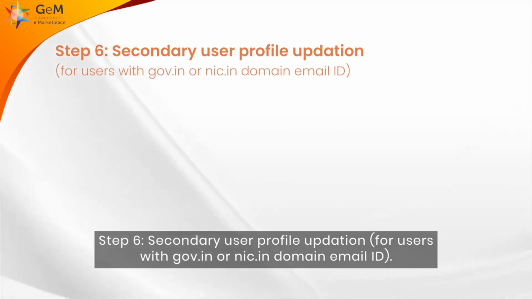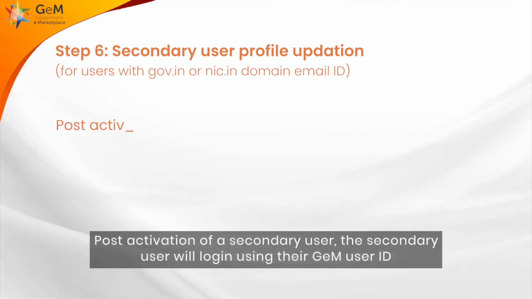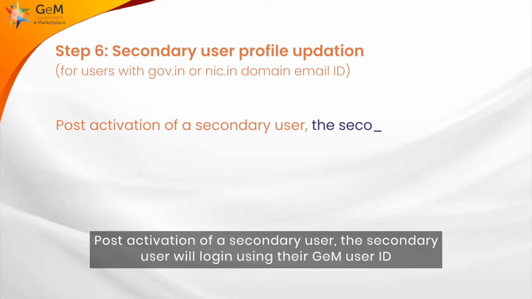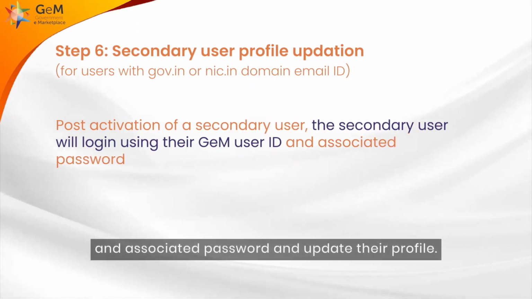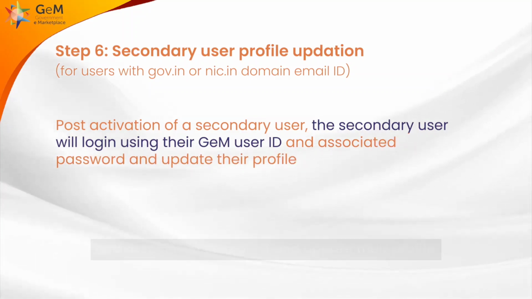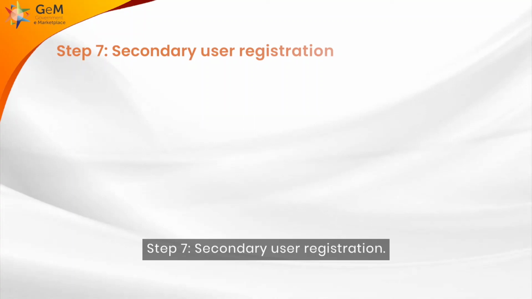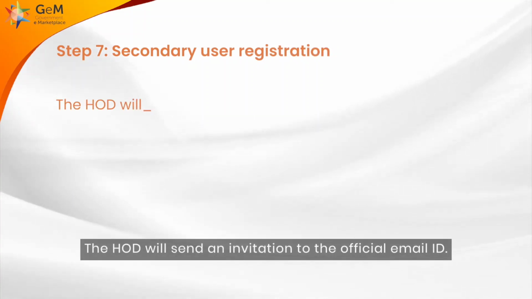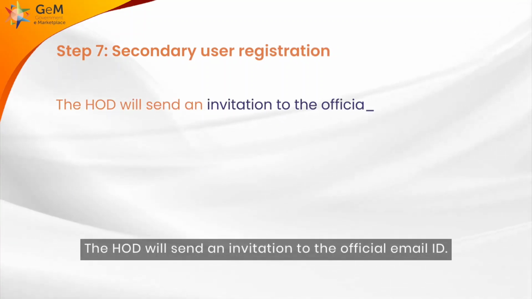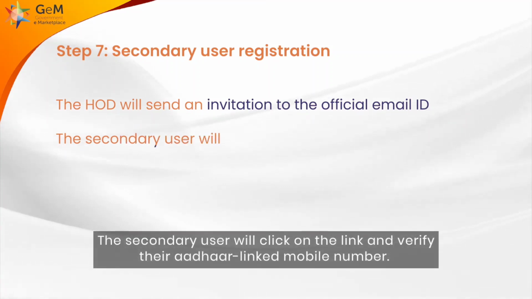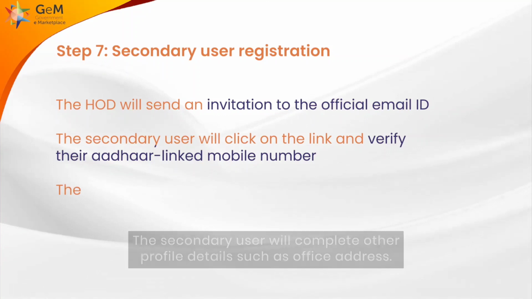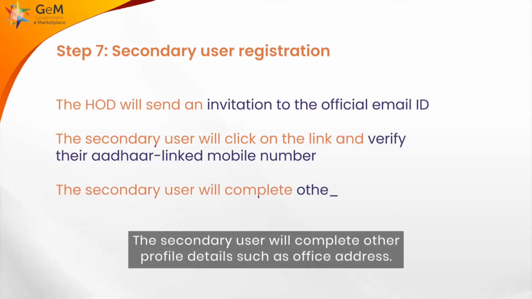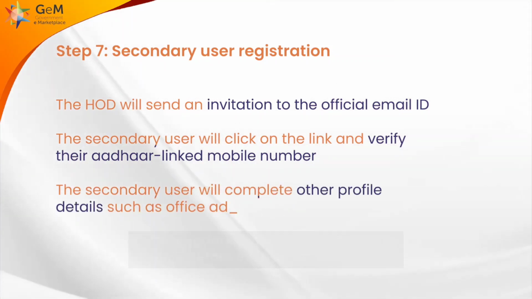Step 6. Secondary user profile updation. For users with gov.in or nic.in domain email ID, post-activation of a secondary user, the secondary user will log in using their GeM user ID and associated password and update their profile. Step 7. Secondary user registration. The HOD will send an invitation to the official email ID. The secondary user will click on the link and verify their Aadhaar-linked mobile number. The secondary user will complete their profile details such as office address.